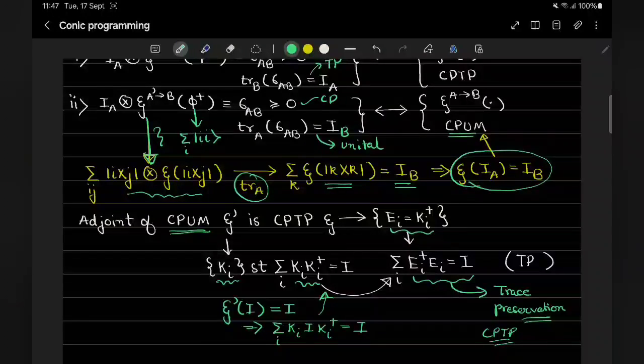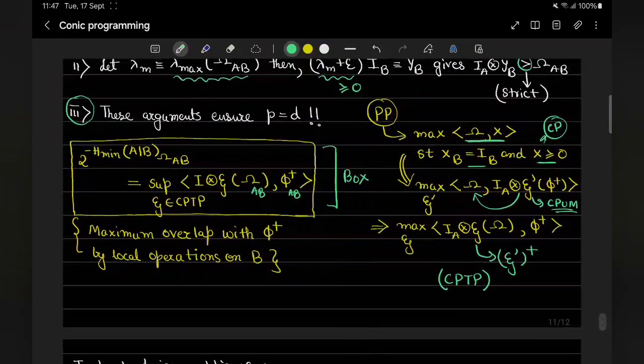So this is the main idea, that the adjoint of a completely positive unital map is a CPTP map, and this is what we used to say that the min conditional entropy, rather 2 to the power minus min conditional entropy, is of the form that it is the maximum over all CPTP maps on party B such that the singlet fraction is maximized. So with this I end my video.